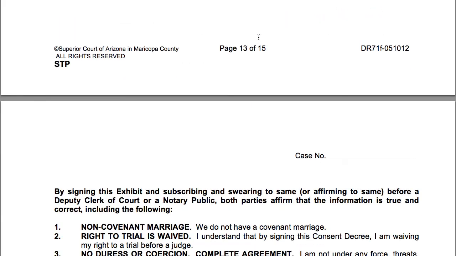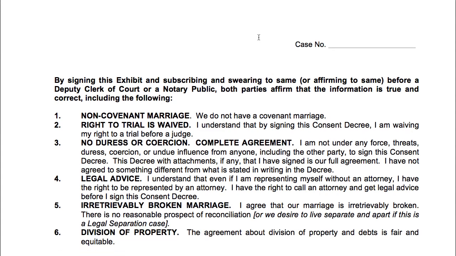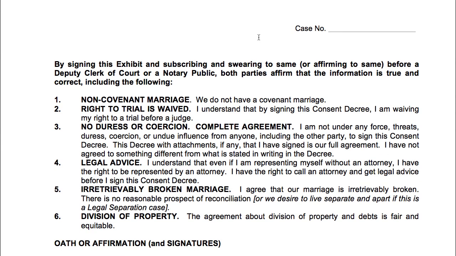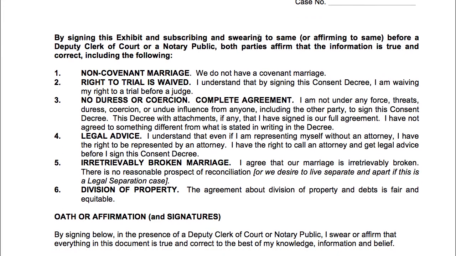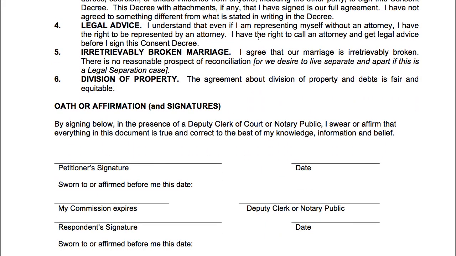So we scroll down here and tell the court that we signed this exhibit and we've attested to it. We think the marriage is irretrievably broken. We think it's fair and equitable. We know that we're not going to have a trial to a judge. And as you know, in family law, there aren't jury trials. They're just bench trials, which means they're heard by one person, a judge. And that this is your complete agreement. You were under no duress or coercion when you agreed or signed this.